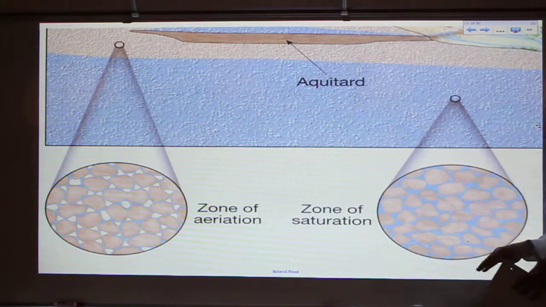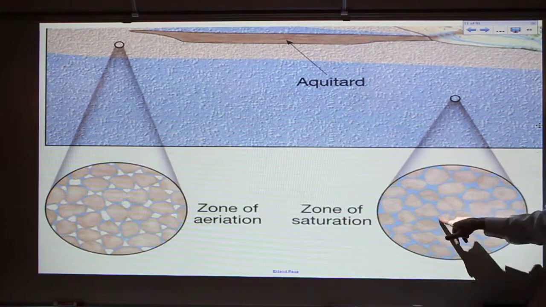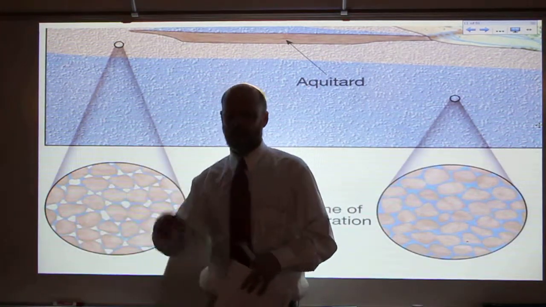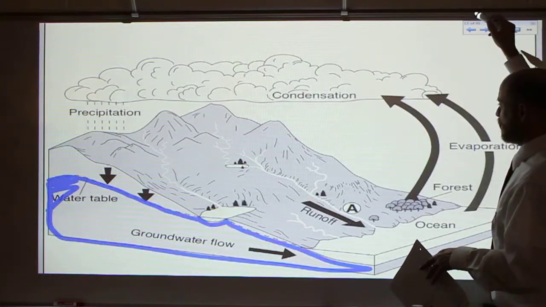Okay, this is actually a close-up here. This is the zone of saturation. Again, the water stored in between the grains. Here, the zone of aeration. There is water, but you can't suck it out. It clings to the sediments itself.